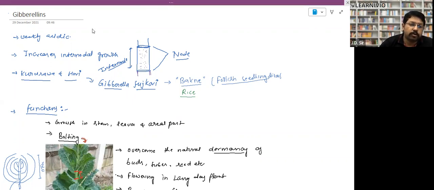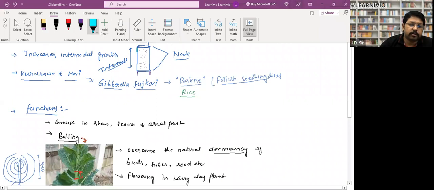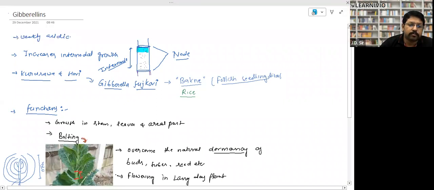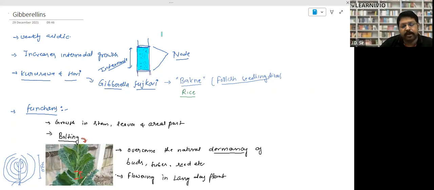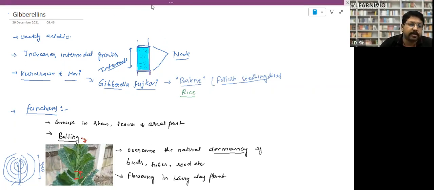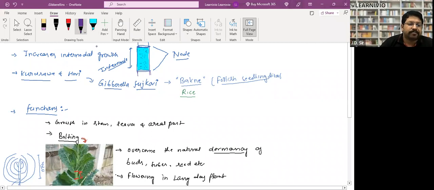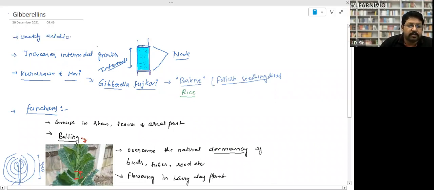So internodal growth is increased by this one. These parts are called internodes, right? So they increase the internodal length. So if we spray the gibberellin on sugarcane, what will happen? They will increase the internodal length, means they will increase the productivity of sugarcane. So they are very important for sugarcane, right? These kinds of crops. Okay. And these parts are basically called nodes.